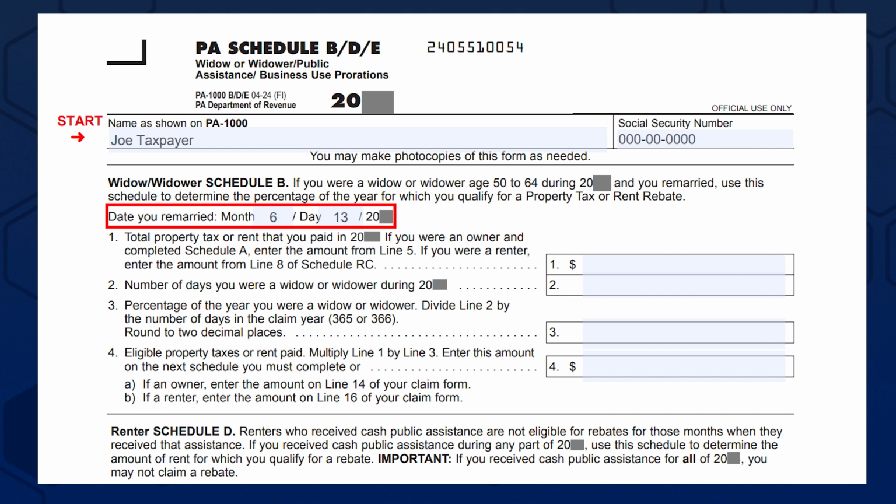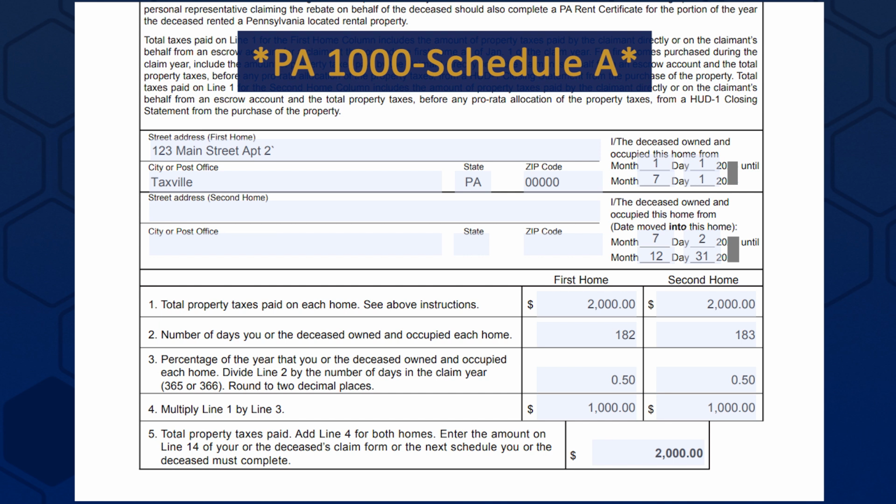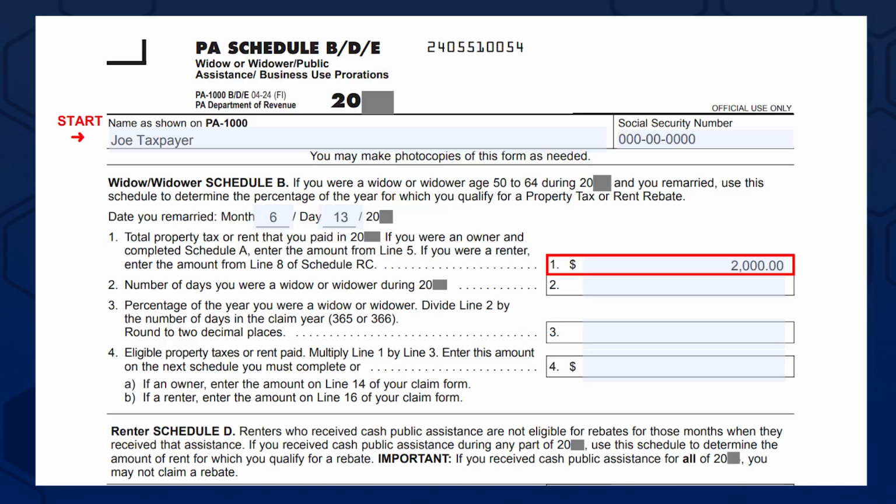Next, list the date that the applicant was remarried during the application year. For example, if they were married on June 13th, you would enter month 6, day 13. On line 1 of the Schedule B, enter the total amount of property tax or rent paid during the application year. If the applicant was a property owner and the PA-1000 Schedule A was completed, enter the amount that is listed on line 5 of the Schedule A onto line 1 of the Schedule B.